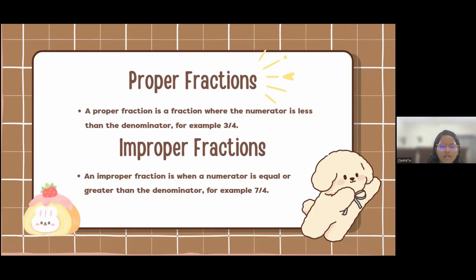Improper fraction. An improper fraction is when the numerator is equal to or greater than the denominator. For example, 7 by 4. Here 7 is the numerator and it's greater than 4, so it's an improper fraction.